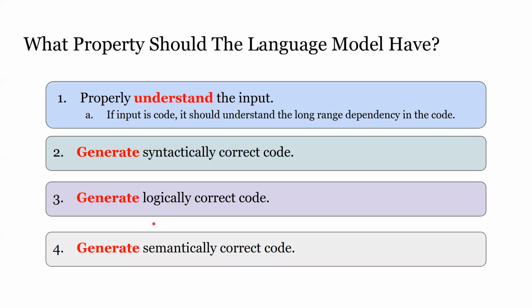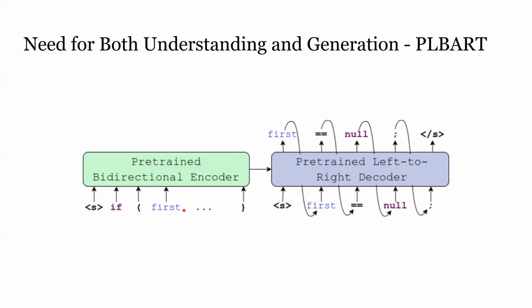As we can see, the model must be able to understand and must be able to generate source code to be useful in any software engineering task. With that spirit, we designed PLBART, a pre-trained model for simultaneously understanding and generating source code. PLBART consists of a bidirectional encoder and an autoregressive left-to-right decoder. The encoder and the decoder are pre-trained simultaneously. We can use such a pre-trained model directly for downstream sequence-to-sequence tasks.